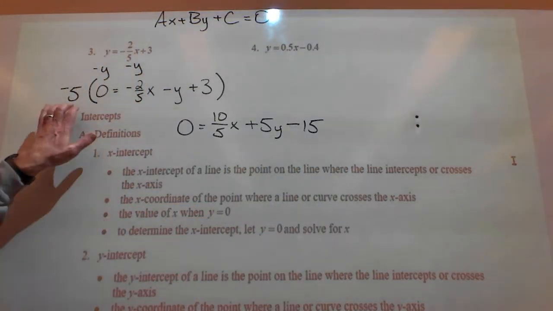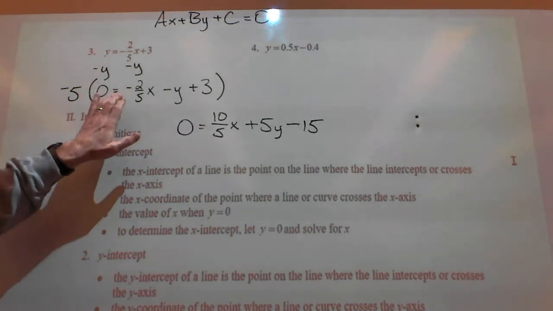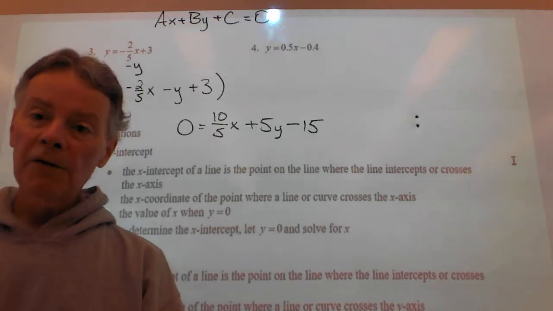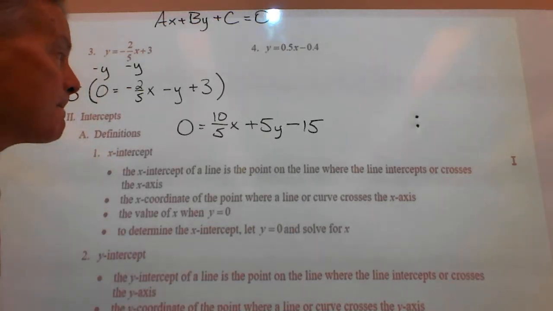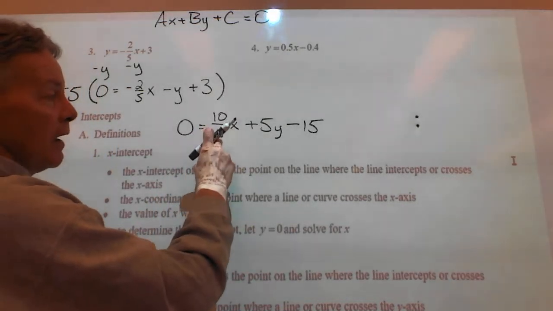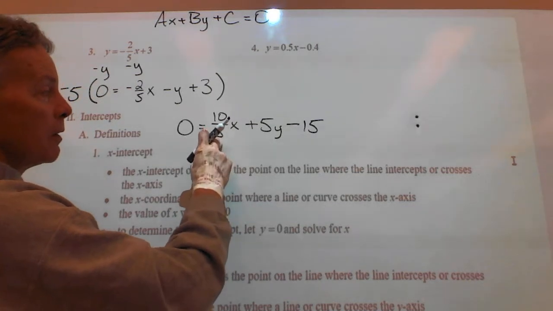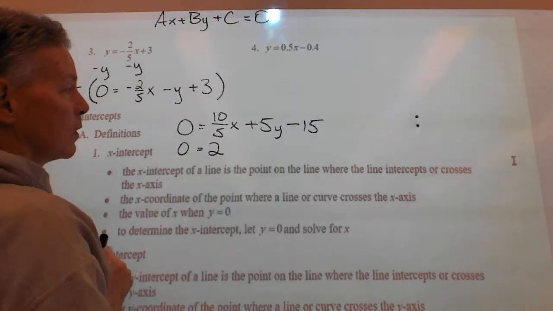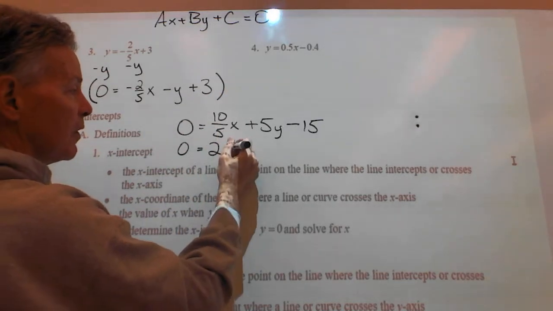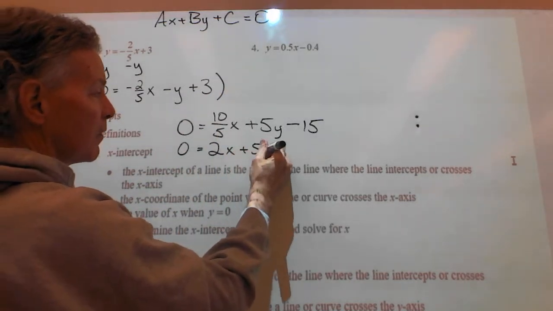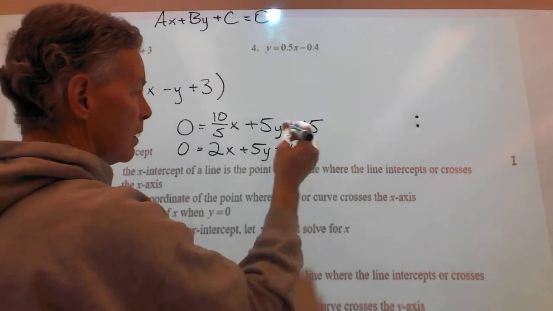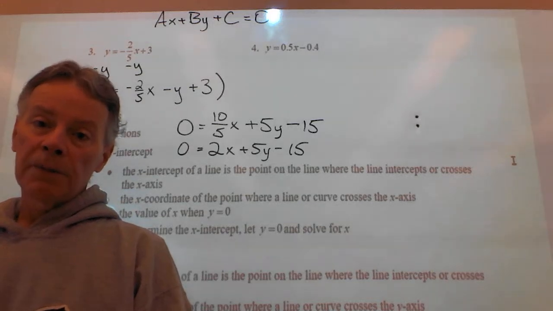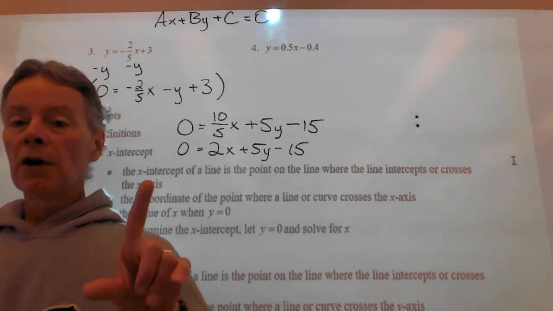Okay? We've distributed the negative 5 over every term inside the brackets. Remember, always every single term. Now you'll notice again, the fractional part will simplify into a nice whole number, right? 10 divided by 5 is 2, so 2x plus 5y minus 15. And you have a general form. Okay? We're going to do one more.